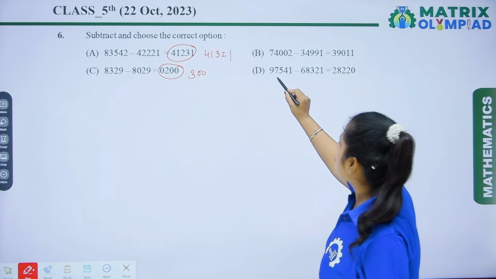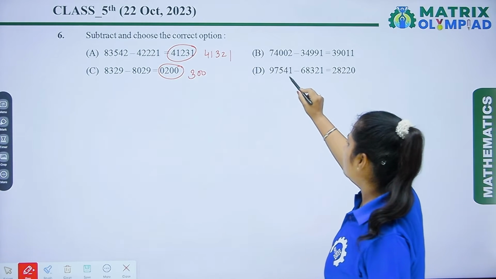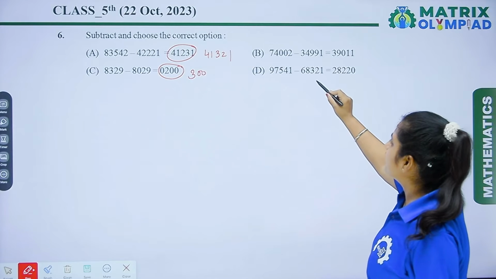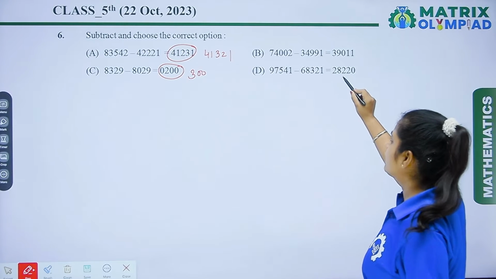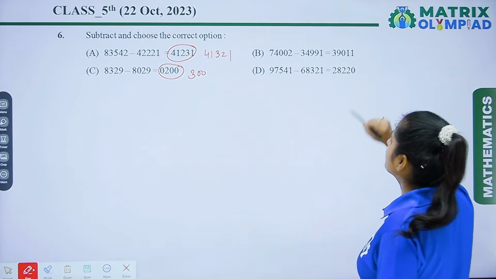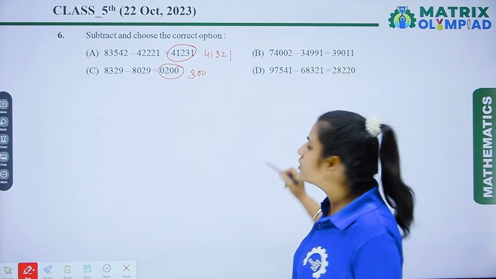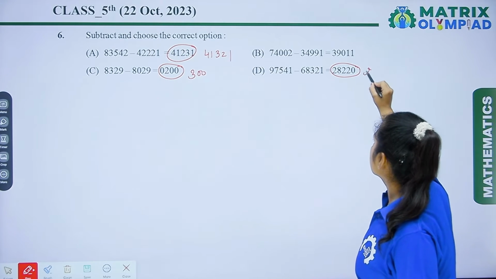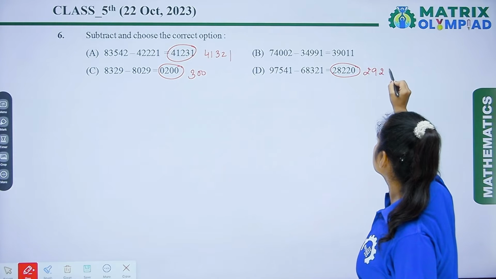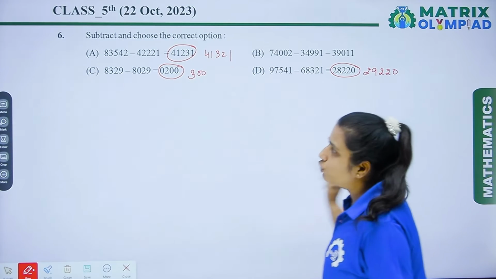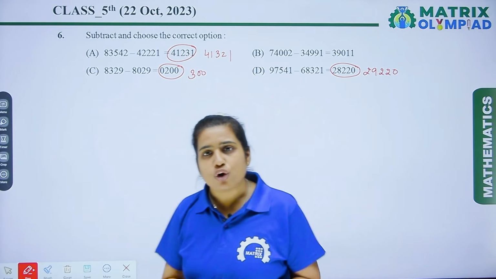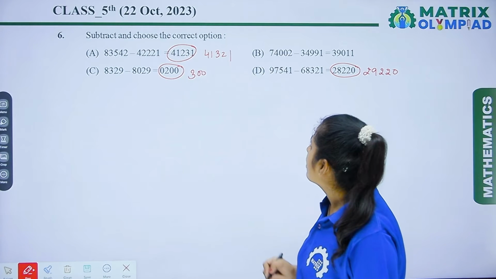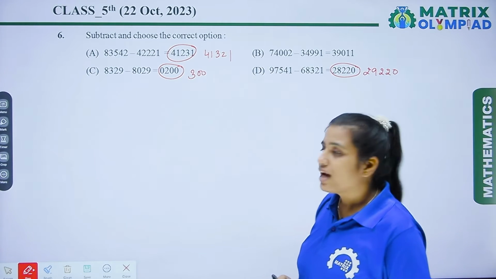Here last option is 97,541 minus 68,321 is equal to 28,220. So this is not the correct answer. So the correct answer will be 29,220. So here out of these four options we are having B as the correct answer.